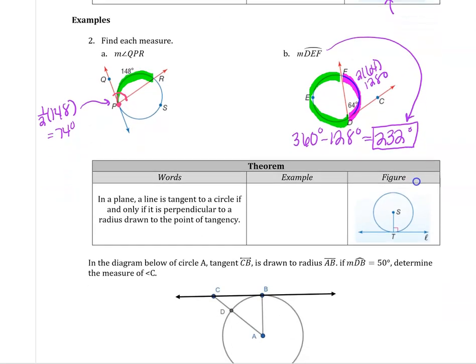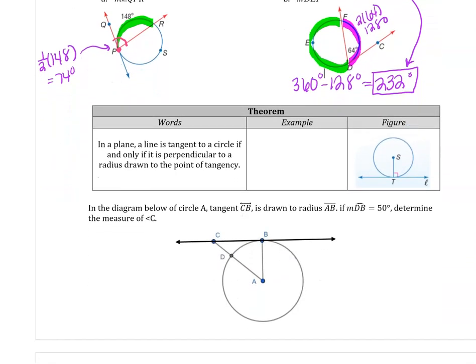All right, so now a little extension upon this theorem gives us the next one. In a plane, a line is tangent to a circle if and only if it is perpendicular to a radius, technically, or diameter, drawn to the point of tangency. Okay? Now, the reason that this is true, so here's your radius, here's your point, here's your line, your tangent, there's your point of tangency.